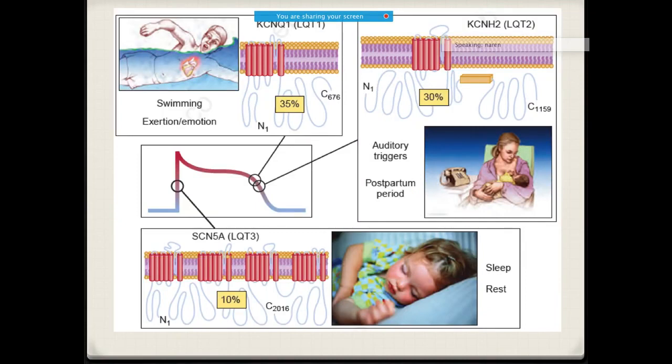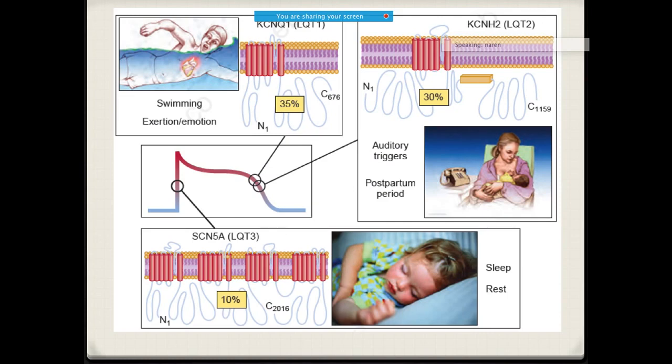There are different types, and they are aggravated in different ways. One tends to happen during exertion: a lot of exertion, swimming, emotion. However, long QT2 is the one which needs auditory triggers. For example, if someone hears a phone ring and gets an arrhythmia. Similarly, the postpartum period, which is a mother who has already delivered a baby and then gets a problem.